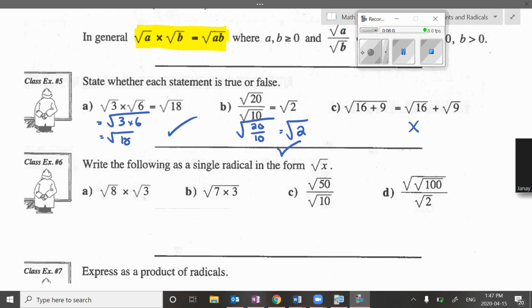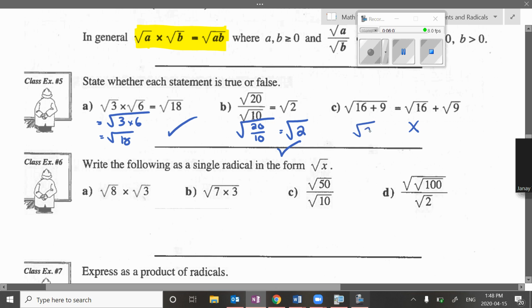Actually, this one you could do even without a calculator. 16 plus 9 is 25. The square root of 25 is 5. The square root of 16 is 4. The square root of 9 is 3. 4 plus 3 is 7. Those are not equal to each other.